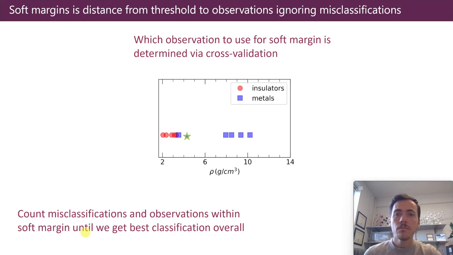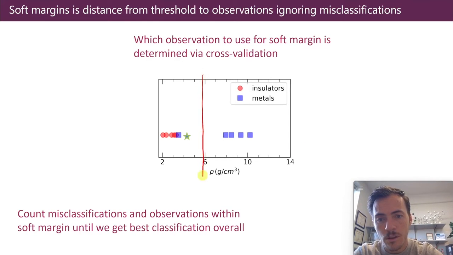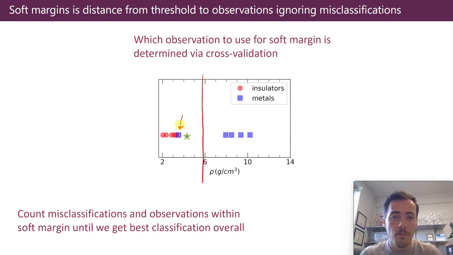Instead, we can introduce a different threshold that allows some amount of misclassification. Like, what if you drew it here and you said, look, we know that we're going to misclassify that blue square right there. We get it. That one's going to be misclassified. But on average, we're going to do better overall by allowing some misclassifications.